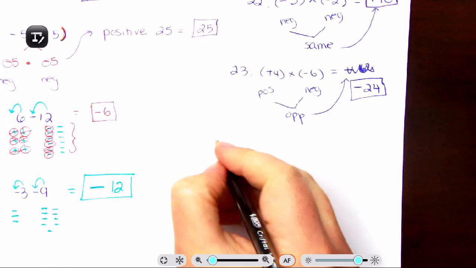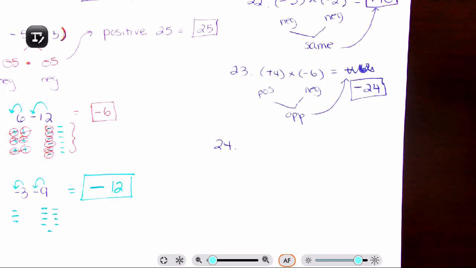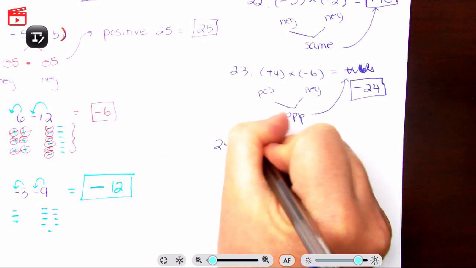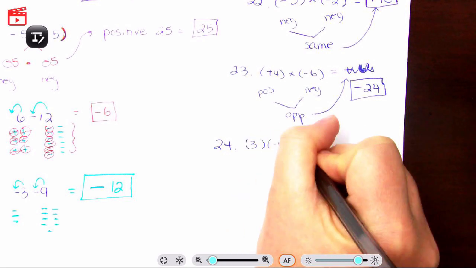All right. Number 24, question number 24. Again, still multiplication, 3 times negative 9. Again, these are opposite.